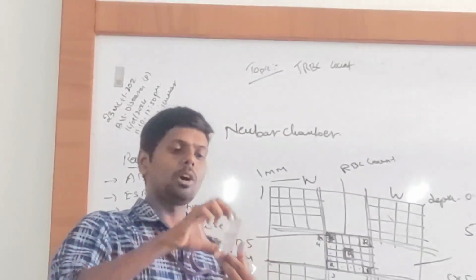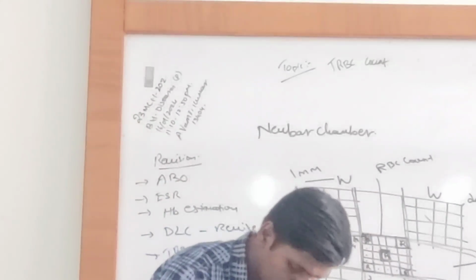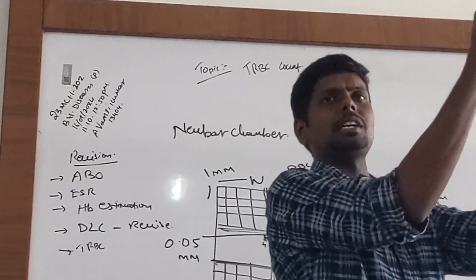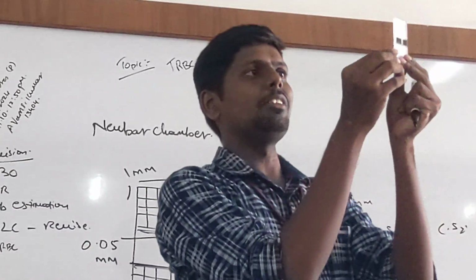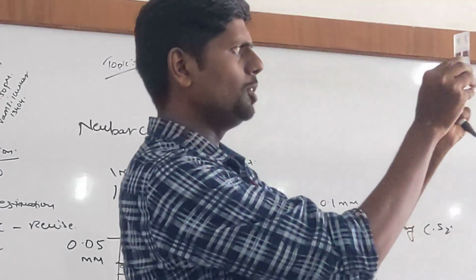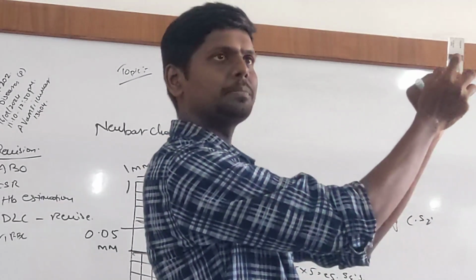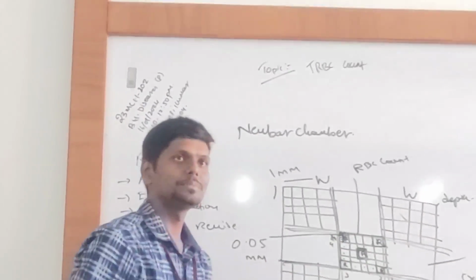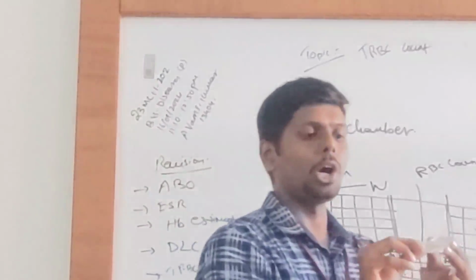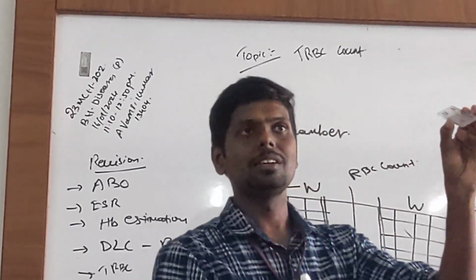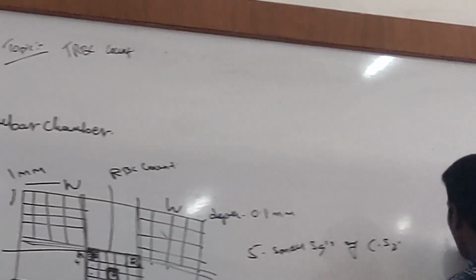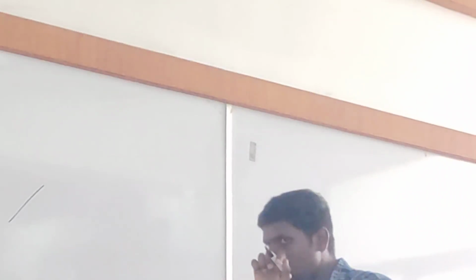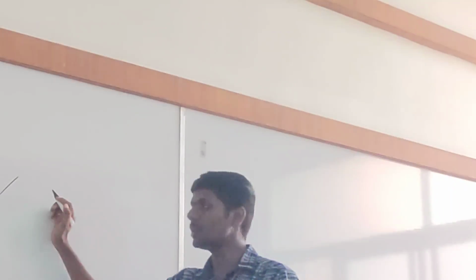Now, this is called the Neubauer chamber. There is water inside. See, in the central area, can you see that silver area? In the silver area, you can see two small squares at the center. Those square grids are this one. Now I will draw the diagram of this Neubauer chamber, then you will understand. So the Neubauer chamber looks like this. Everyone draw it.